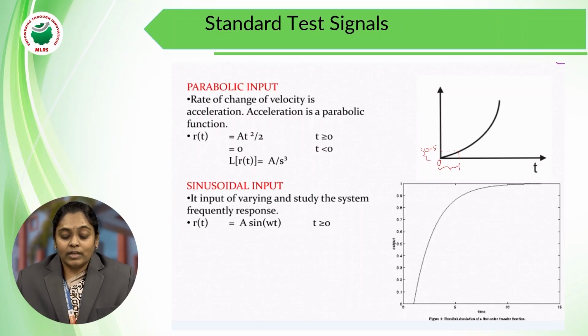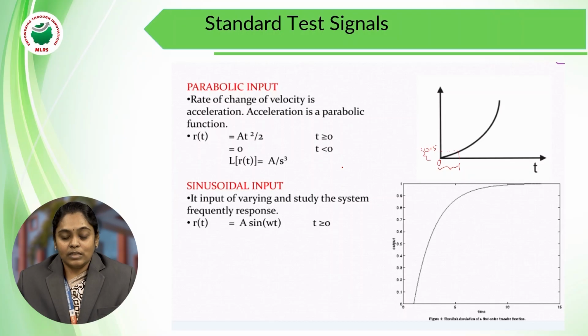So in general, we can say that rate of change of velocity is nothing but acceleration. Acceleration can be represented in terms of a parabolic function. And the mathematical notation for this parabolic signal is At square by 2. And in this graph, if you observe, the parabolic signal is present only for the positive side, so it is for t greater than or equal to 0. And for the negative side, as there is no signal, it is represented as 0. And the Laplace transform for this parabolic signal is A by S cube.